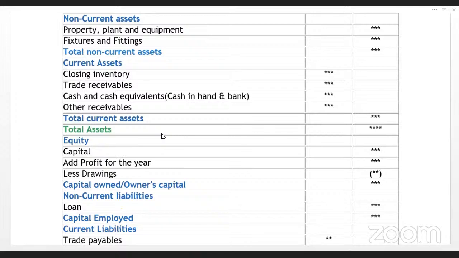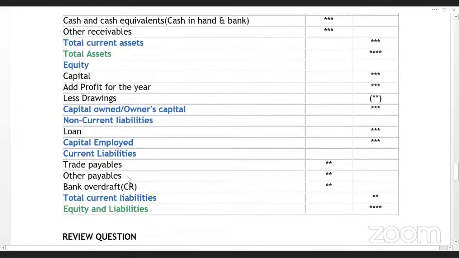Then you go to the equity. You bring your capital, you add the profit for the year, then you list the drawings, then you get the total equity of the business. Then you move to the non-current liabilities. Under non-current liabilities, you have to show those long-term loans if they are there. Then you move to the current liabilities, credit payables, other payables. You show the bank overdrafts if they are there. Then you get your total current liabilities. Then you add all the total liabilities to equity. Then you get total equity and liabilities.